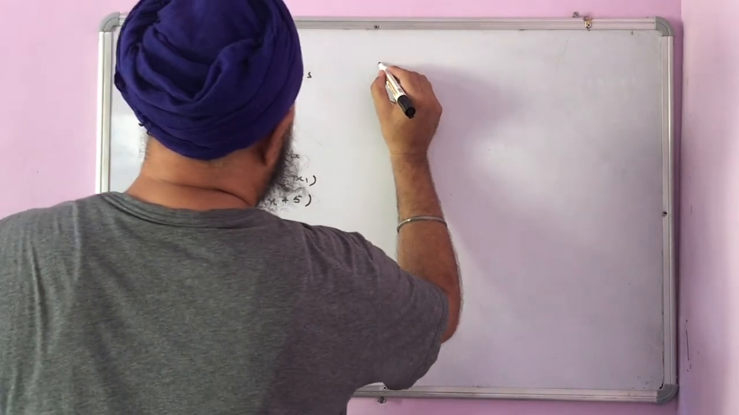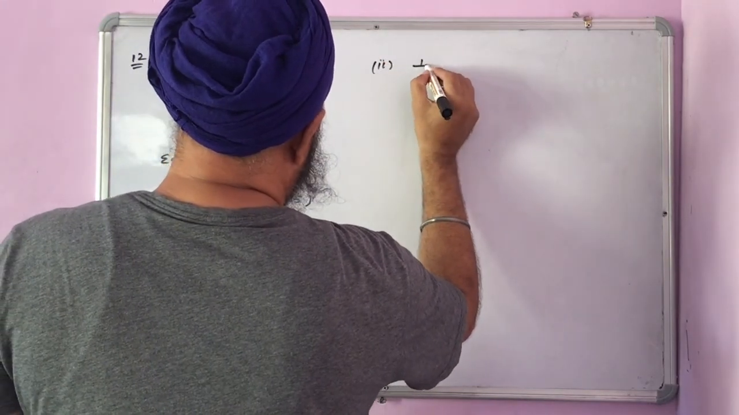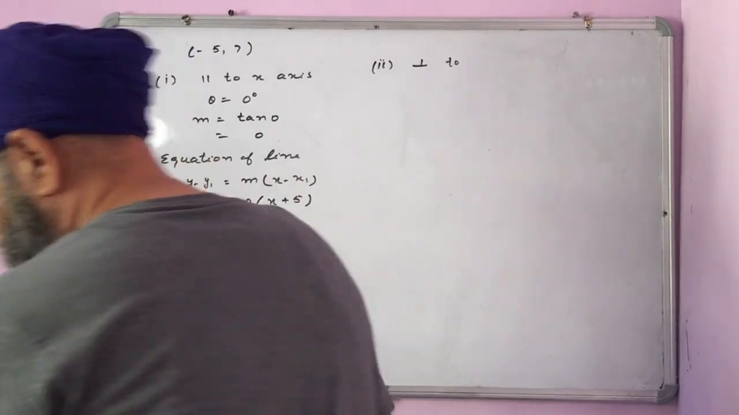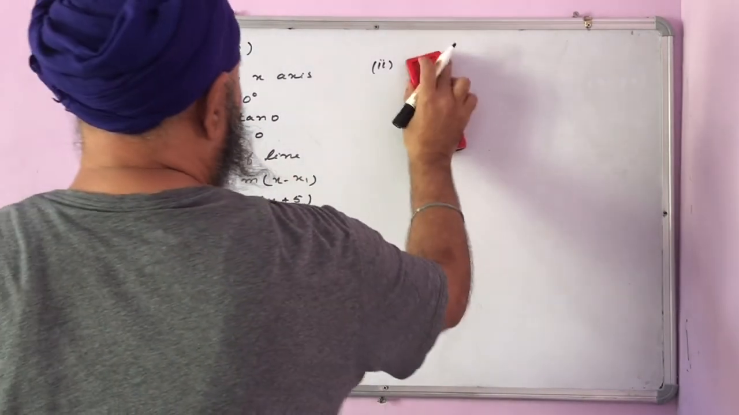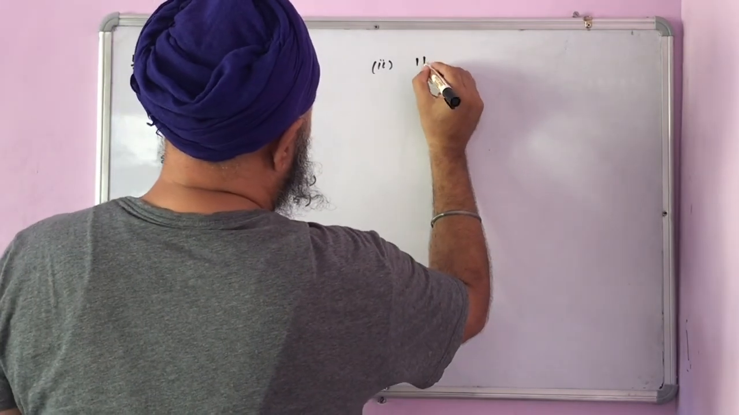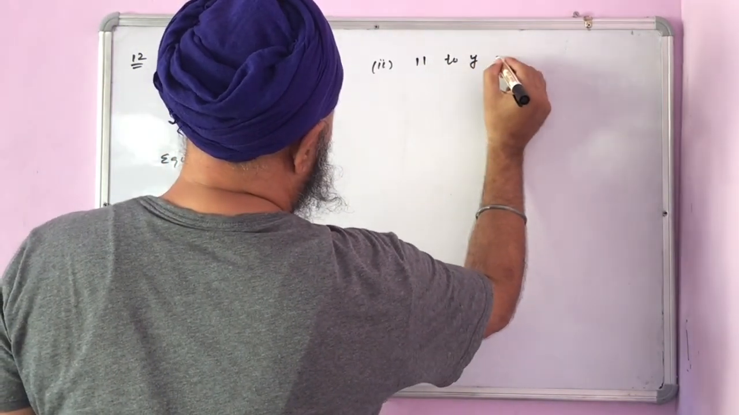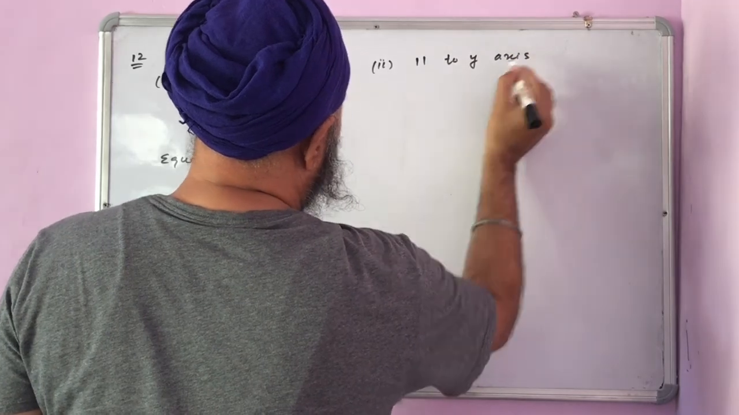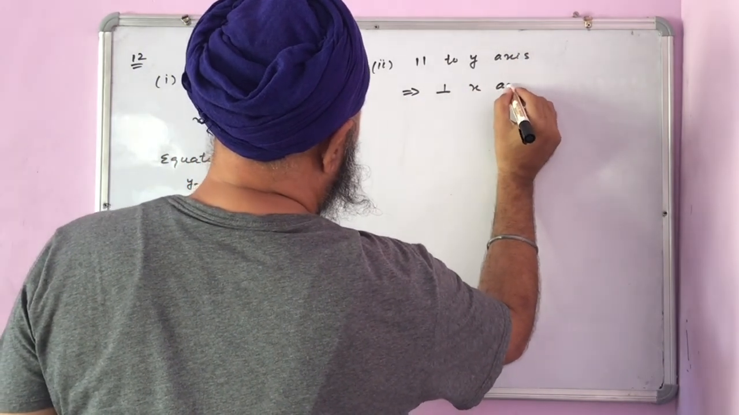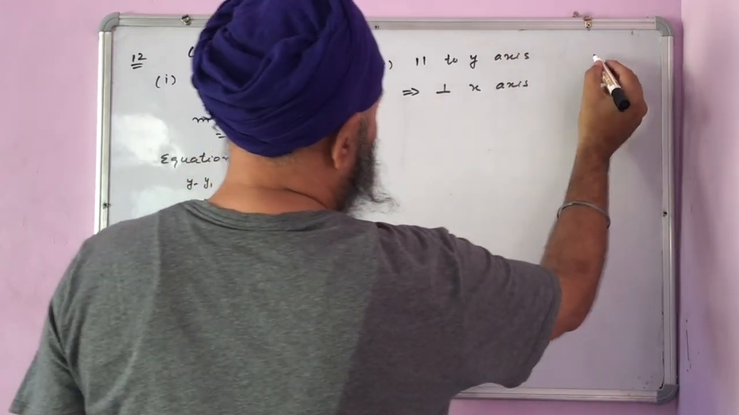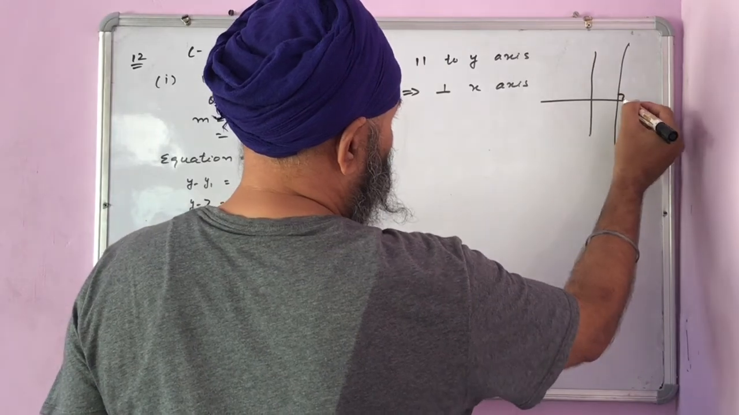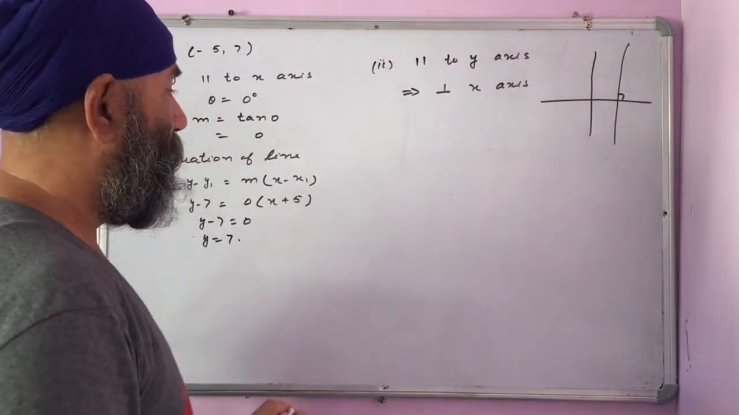For the second, it is parallel to the y-axis, which means perpendicular to the x-axis. It is parallel to the y-axis, it implies that it is perpendicular to the x-axis. If a line is parallel to the y-axis, it will be perpendicular to the x-axis.